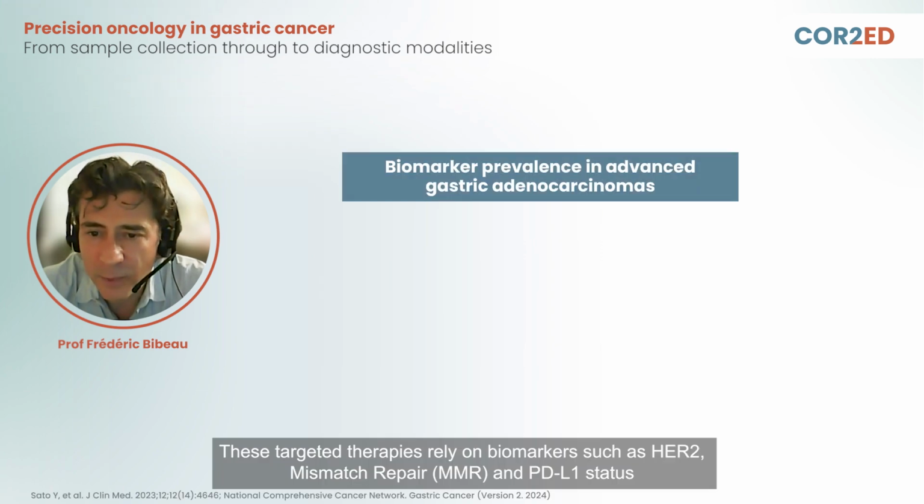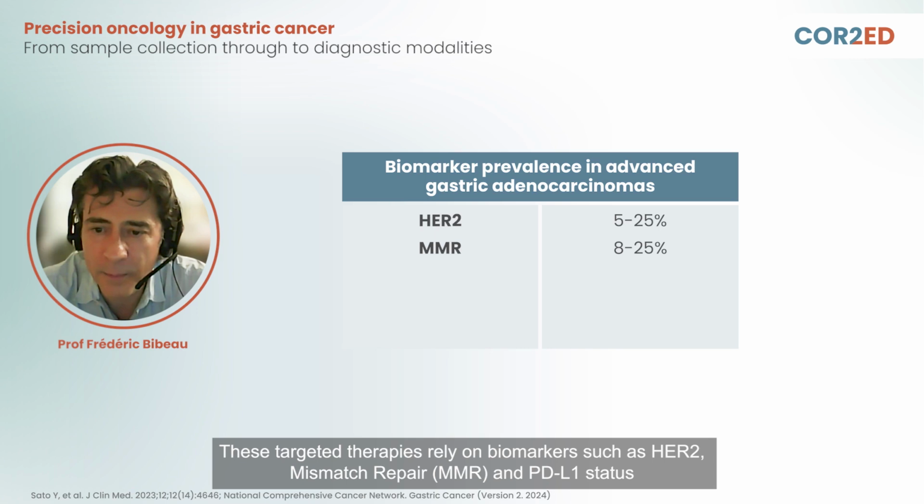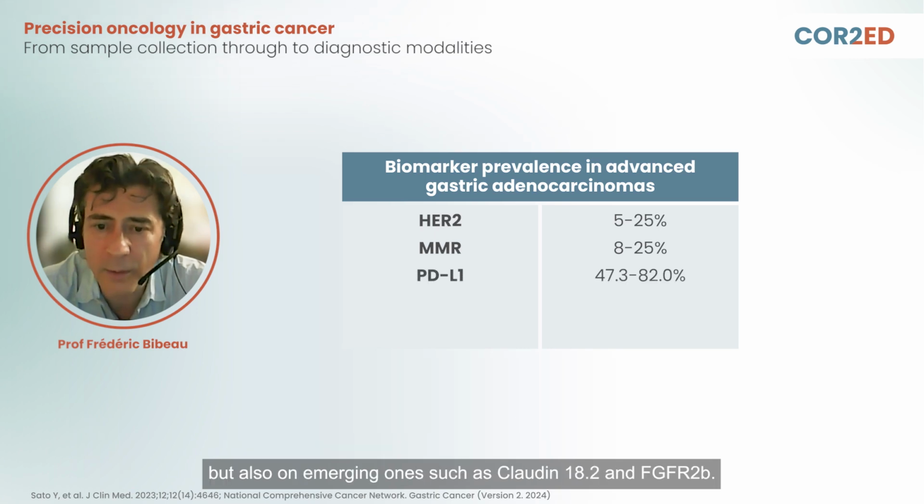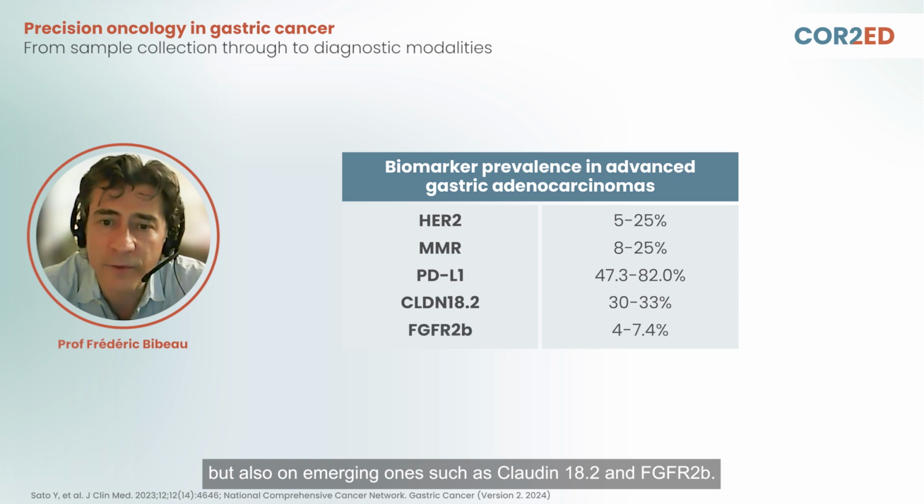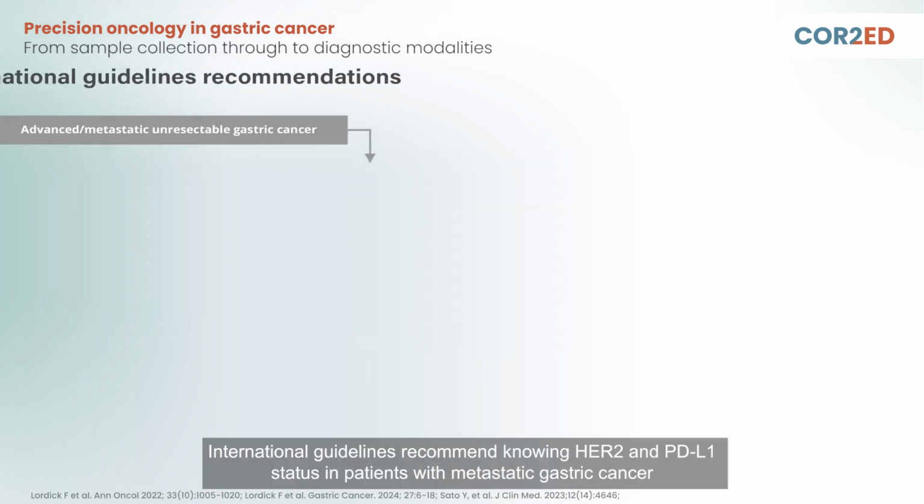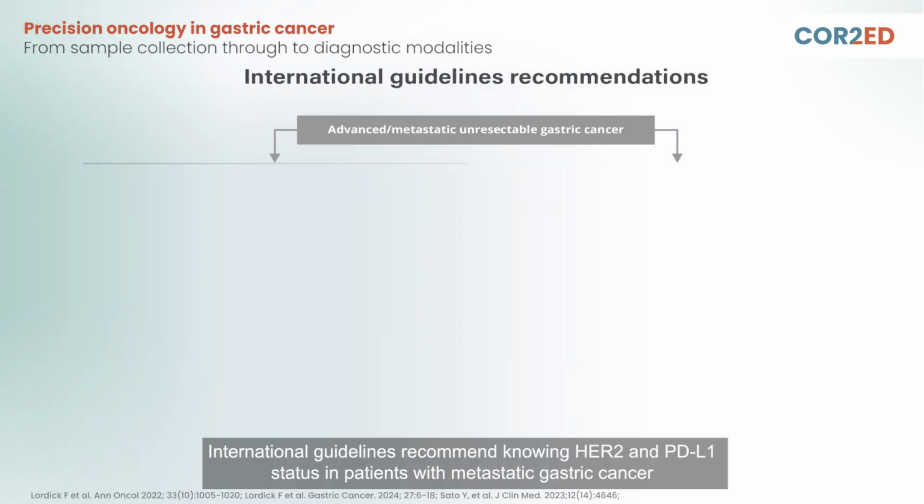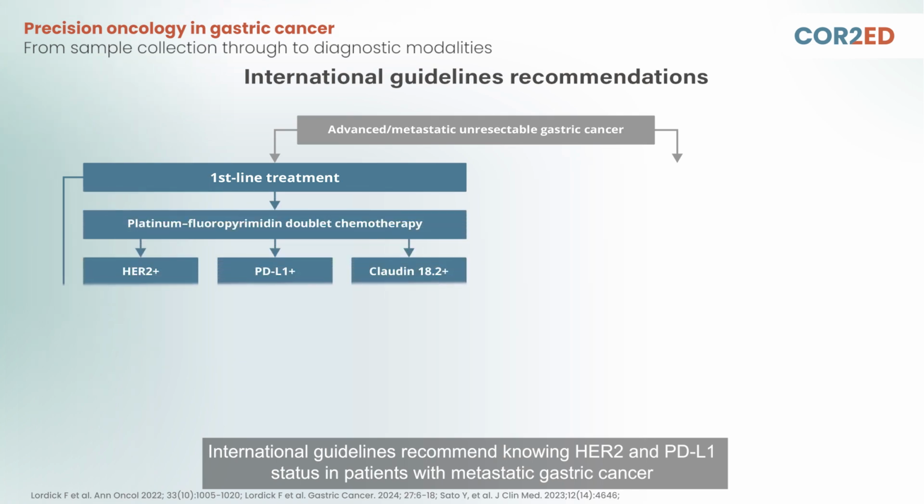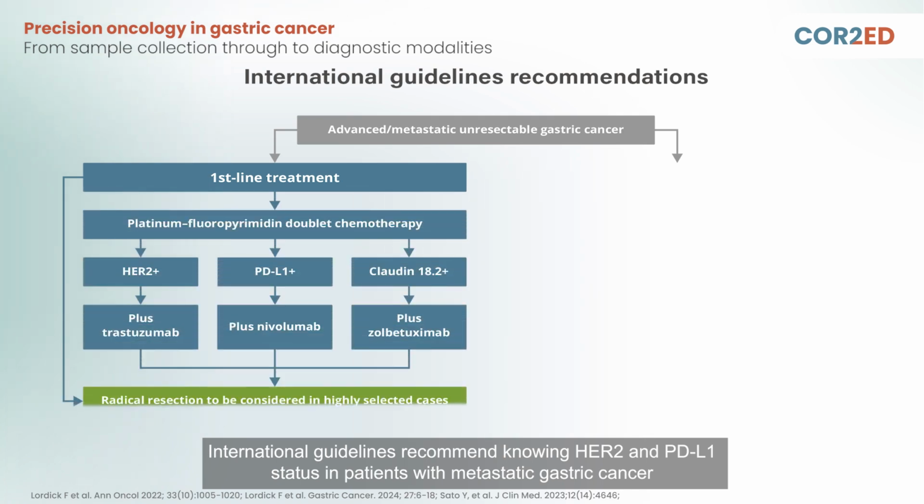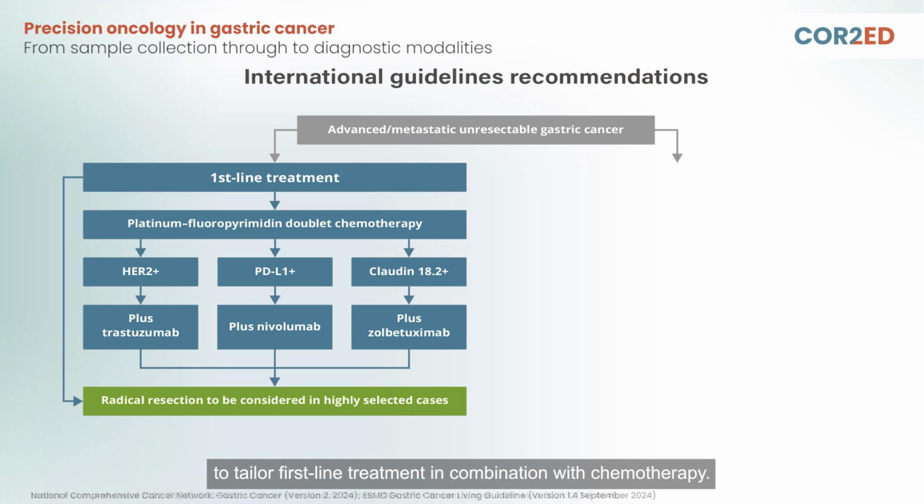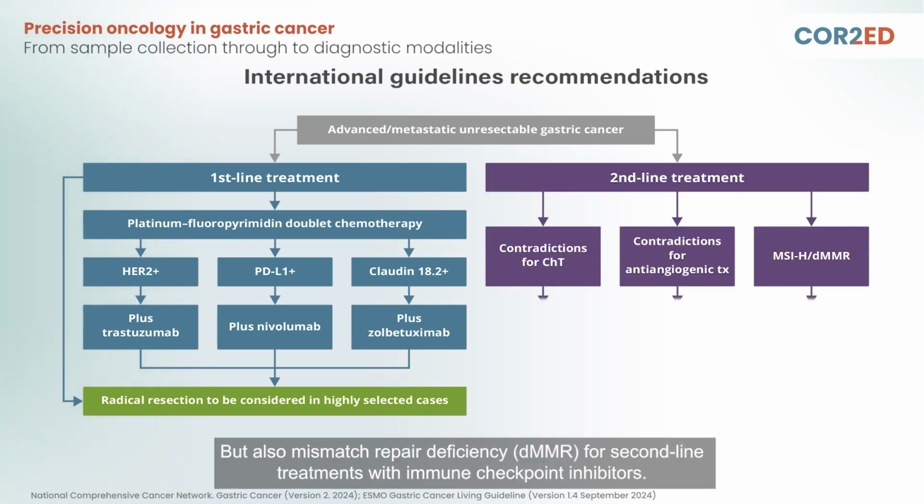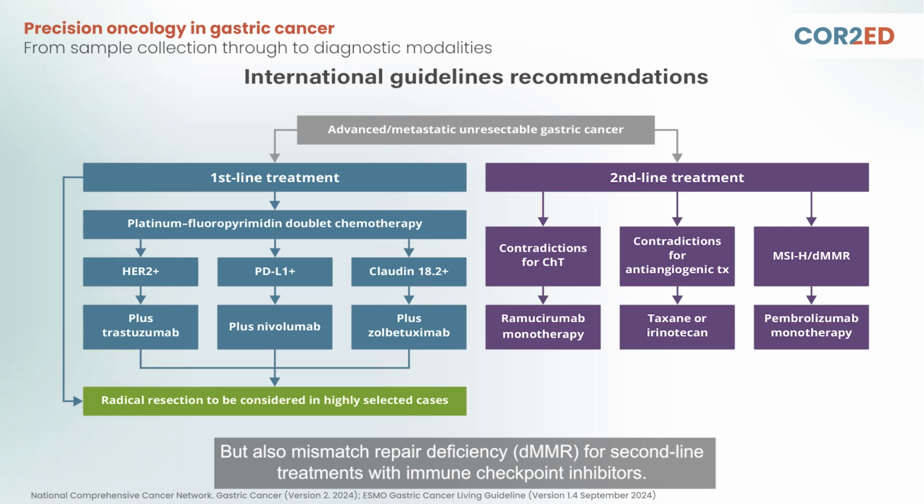These targeted therapies rely on biomarkers such as HER2, mismatch repair, MMR, and PD-1 status, but also on emerging ones such as Claudin 18.2 and FGFR2b. International guidelines recommend knowing HER2 and PD-1 status in patients with metastatic gastric cancer to tailor first-line treatment in combination with chemotherapy, but also mismatch repair deficiency, dMMR, for second-line treatments with immune checkpoint inhibitors.